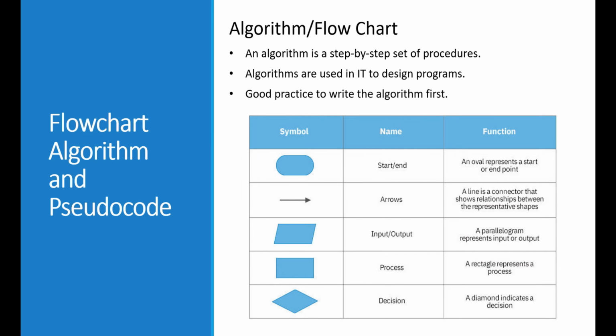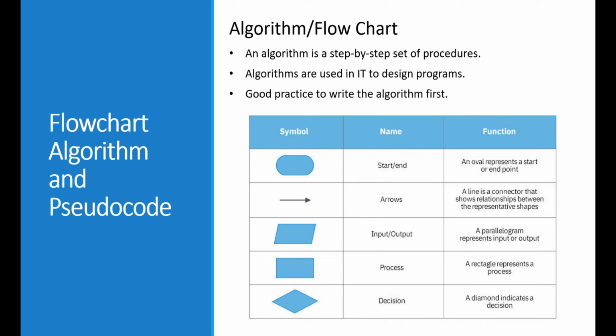Now, let's talk about the actual development and programming process. An algorithm is a step-by-step set of procedures of how we would actually program. They're used in IT to design programs, and it's good practice to write an algorithm first. Now, here are some of the main symbols that we use. In Word, these are included in the Insert Shape flowchart section if you ever want to create these.